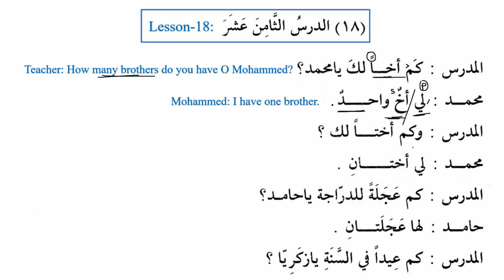Al-mudarrisu, the teacher: Wakam ukhtan laka? And how many sisters do you have? Again, the same idea. After kam, the noun is mansub. It is indefinite and it is singular. How many sisters do you have? Muhammadun: Li ukhtani. I have 2 sisters. What is the status of ukhtani? Is it mansub or is it marfu or is it majroor? Ukhtani. Yes, please. Who remembers the status of ukhtani?